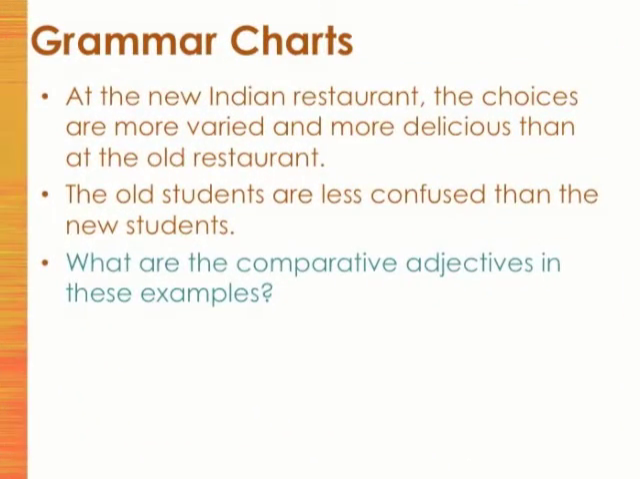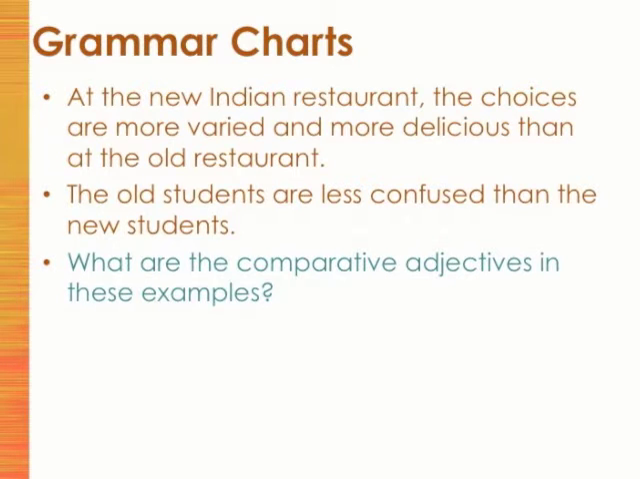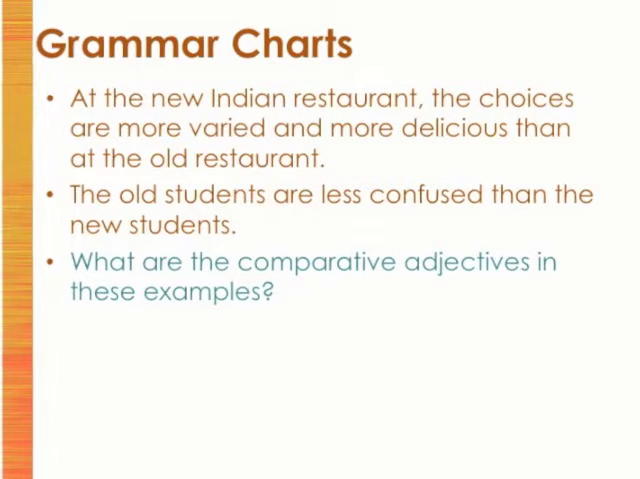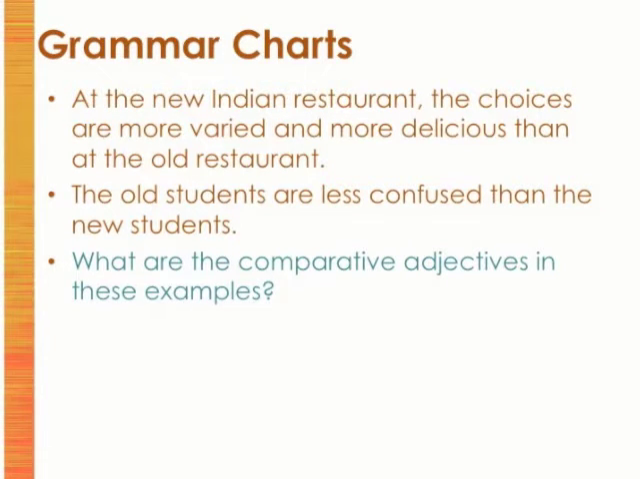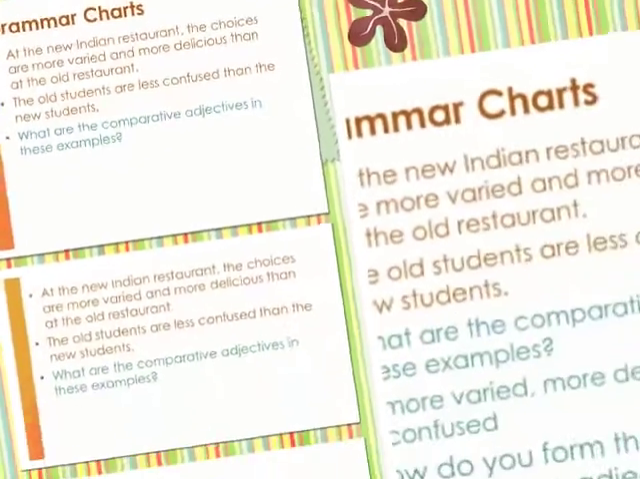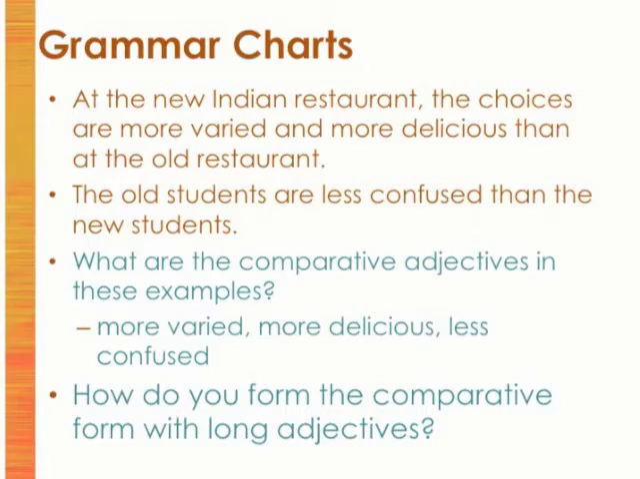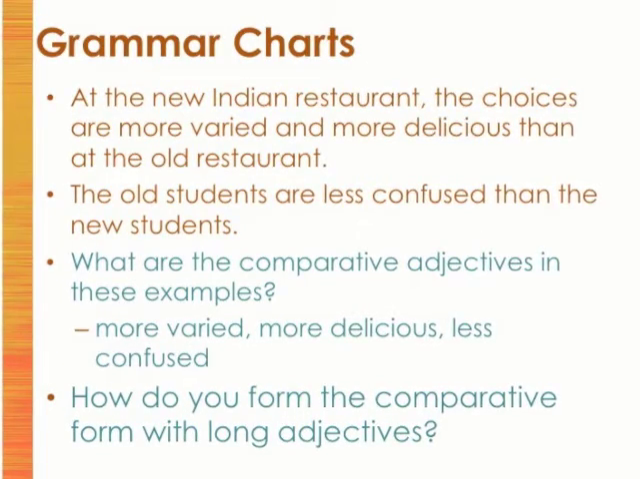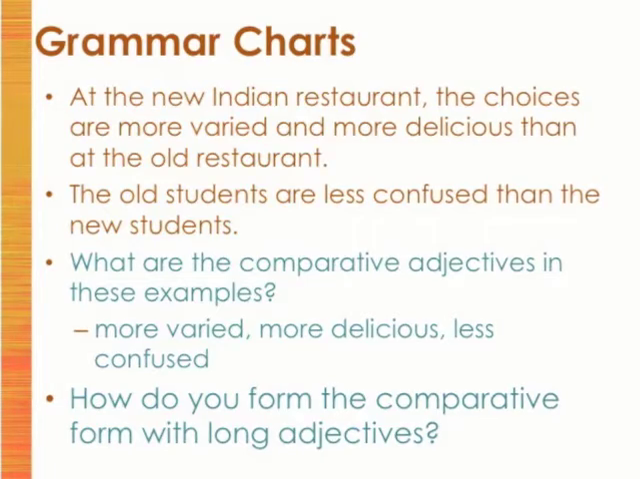Let's look at some more sentences. At the new Indian restaurant, the choices are more varied and more delicious than at the old restaurant. The old students are less confused than the new students. Go ahead and figure out what the comparative adjectives are in these examples. Here, our comparative adjectives are more varied, more delicious, and less confused.